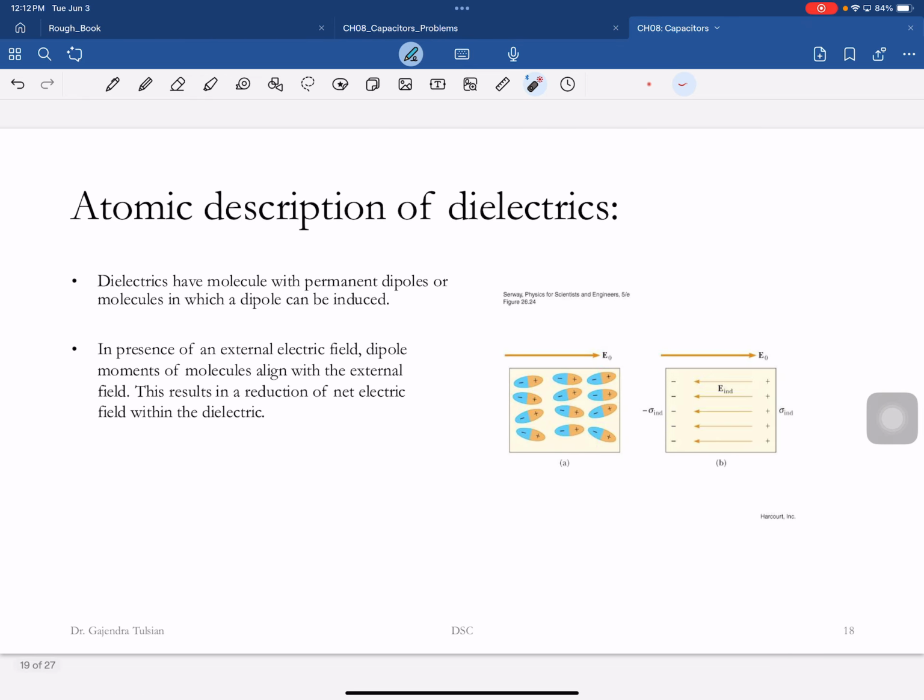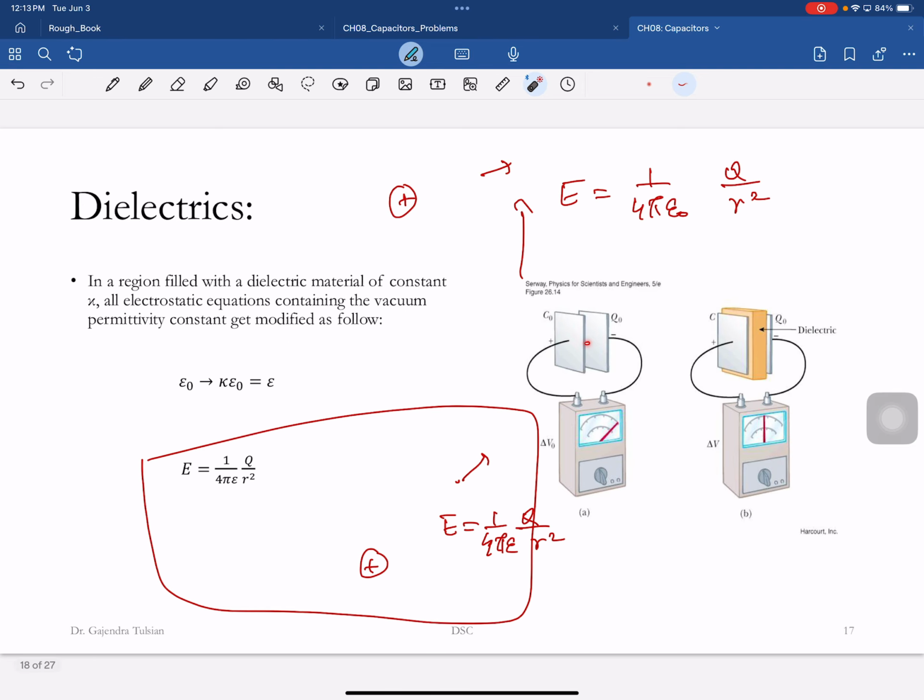Okay. So here's a capacitor. When you put a dielectric, it has molecules with dipole moment, or the dipole moment is induced in this electric field. And what these dipole moments do is they create a field in the opposite direction, reducing the electric field here. So if E is the electric field here, when you put the dielectric with the same charge, the electric field in the dielectric is reduced.